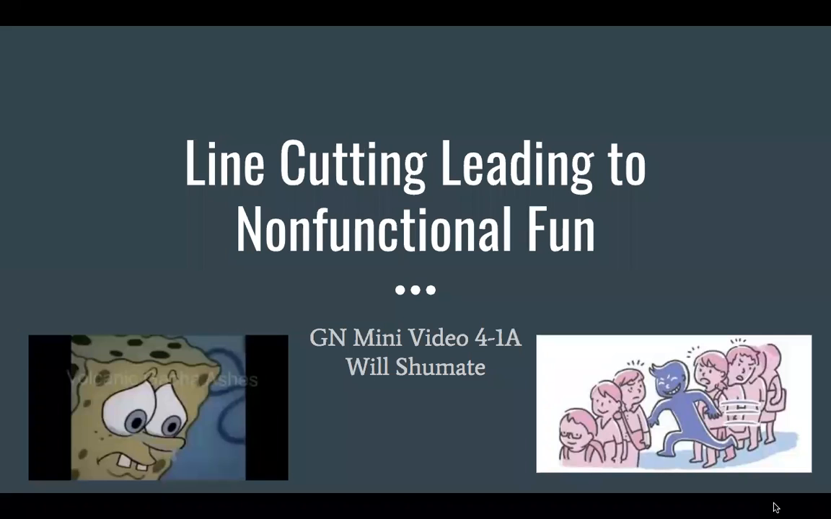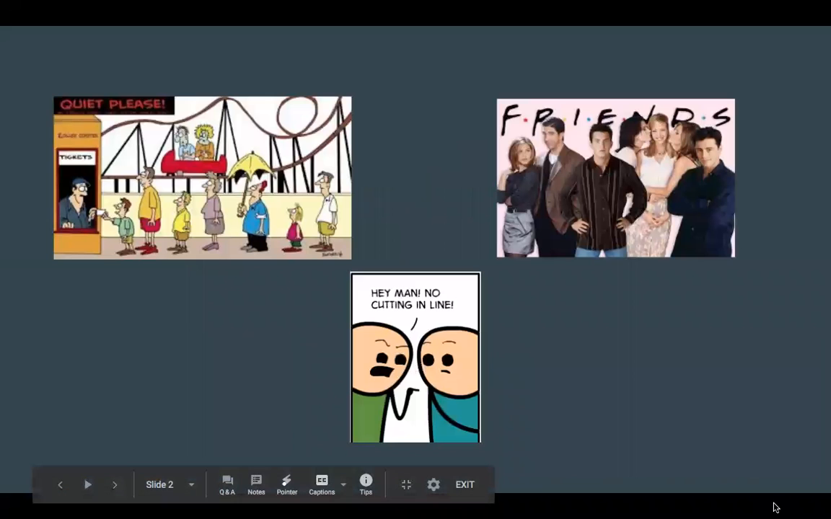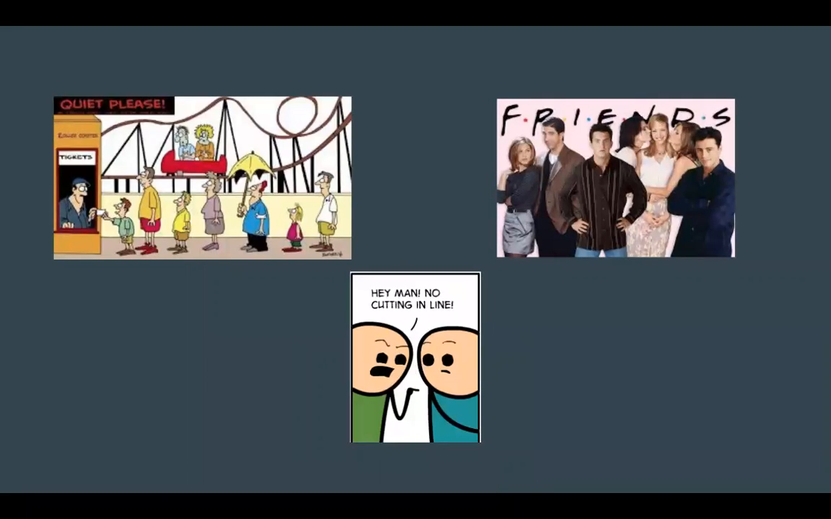Hello and welcome to my presentation on how a frameshift mutation can result in the production of a shortened non-functional protein. Imagine yourself waiting in line for a new roller coaster with some of your friends. You've been waiting in line for roughly an hour when you notice somebody quietly cut into line.